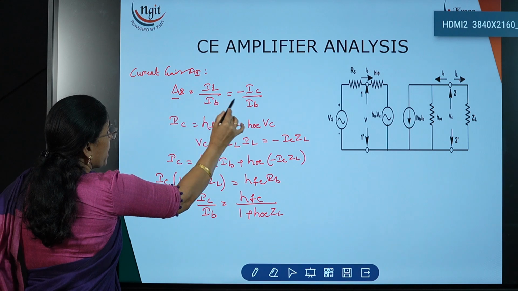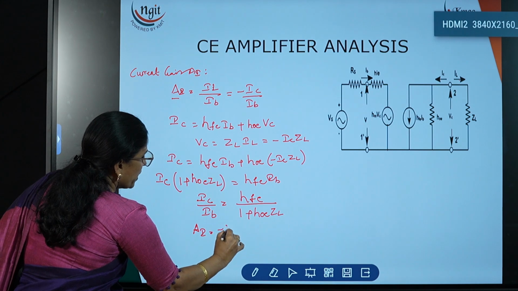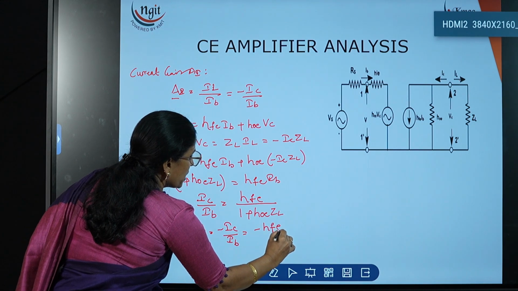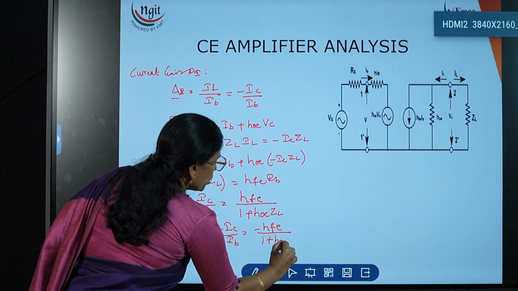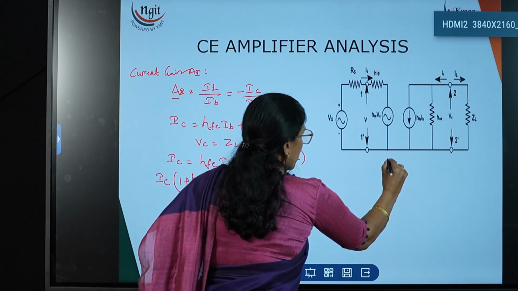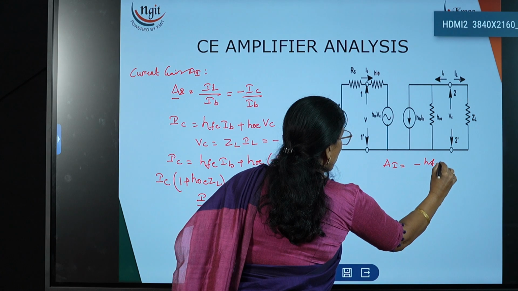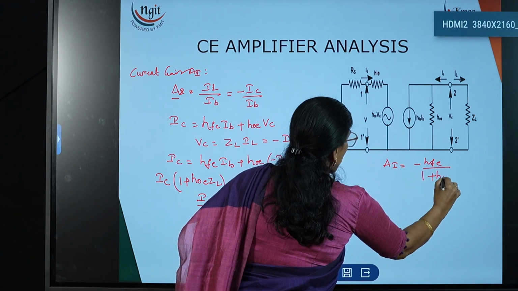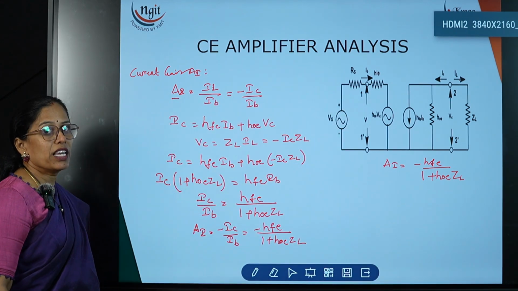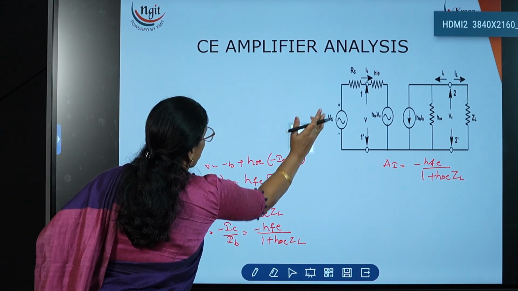Then what is AI? AI is equal to minus IC divided by IB, so I need to put a minus over here. AI is equal to minus HFE divided by 1 plus HOE ZL. Now this is the expression for AI. AI is equal to minus HFE divided by 1 plus HOE ZL. This is the current gain expression in the CE amplifier. Similarly, we need to calculate the input impedance, output admittance, and voltage gain.